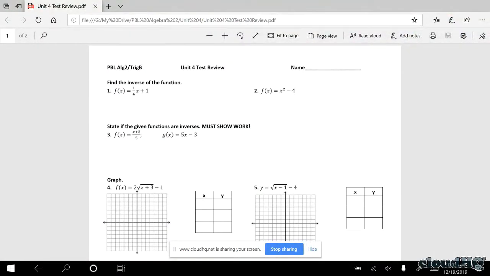Okay, so first of all, to find an inverse, you have to switch your x and your y around, or in this case, it's x and f of x.